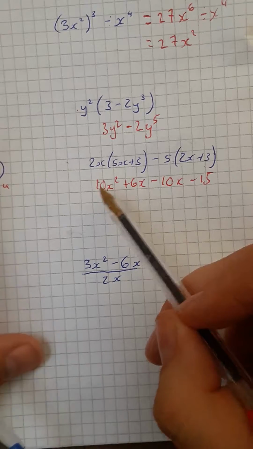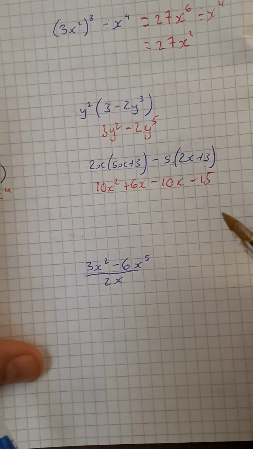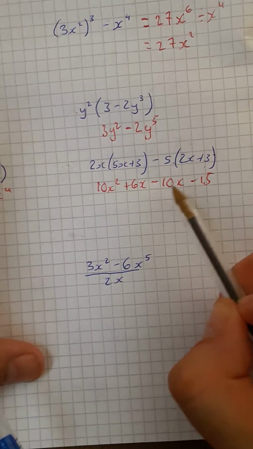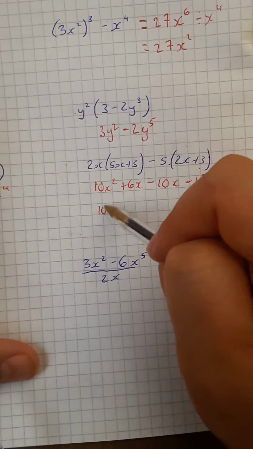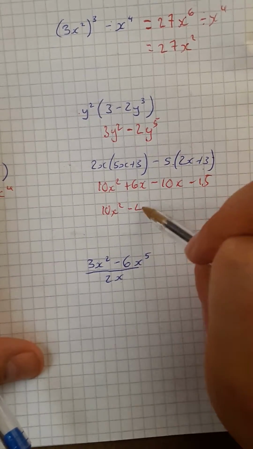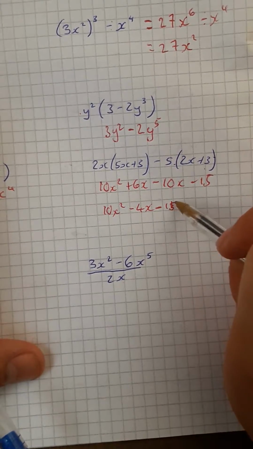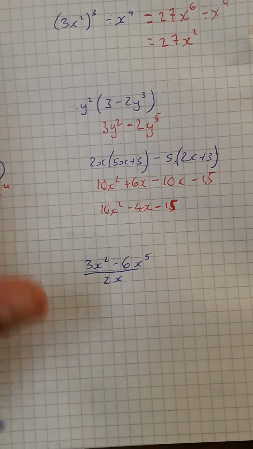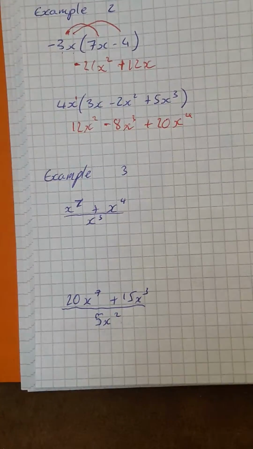Then what you do is you're looking at all of this and you're going, right, do they have anything in common? Well, I've got a 10x squared, no other x squareds. I've got 6x take away 10x, so I've got to do something here. And I've got a minus 15. So you just write it in order. You go, right, 10x squared, positive 6x take away 10x is minus 4x. And then obviously I've just got to bang on that 15. Okay, here we go. Right, so that is all of example 2.